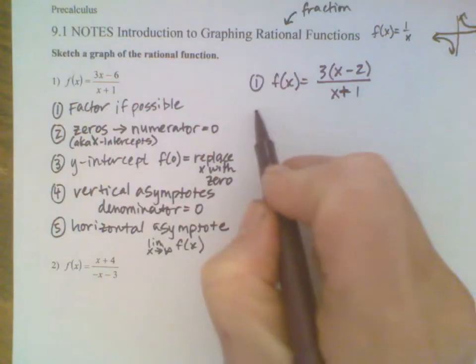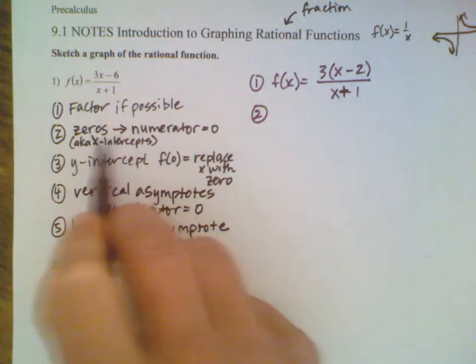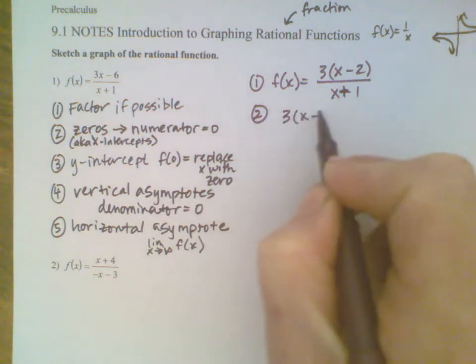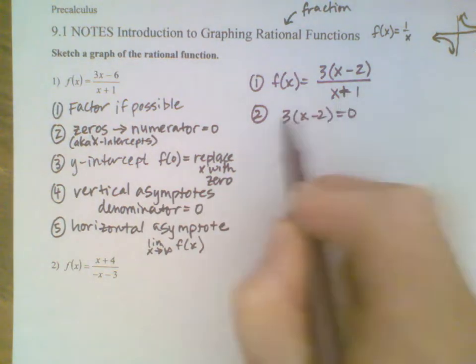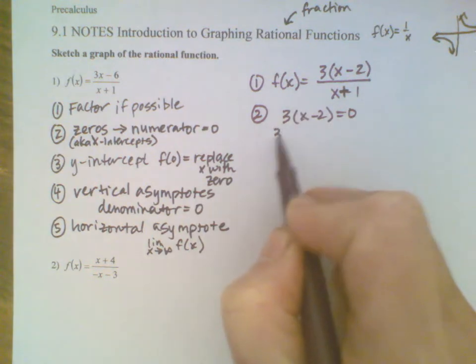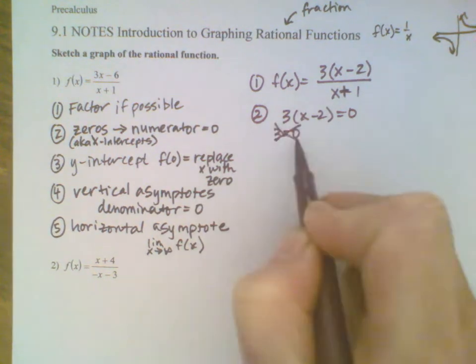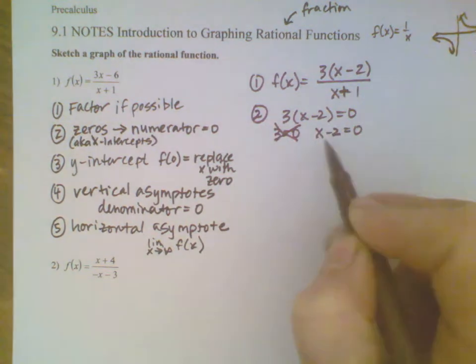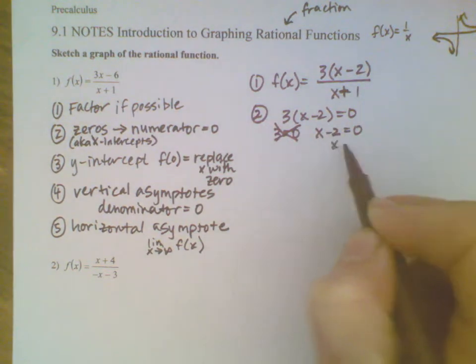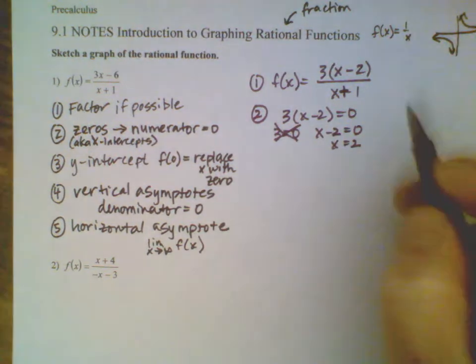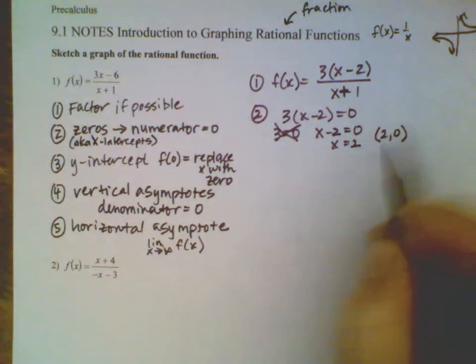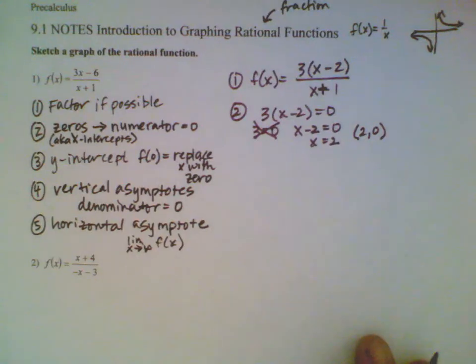So then my next step is to find my zeros. I set the numerator equal to 0, so I do 3 times x minus 2 equals 0. I set both of the factors equal to 0. 3 equals 0. Well, that's never going to happen, so I can ignore that. X minus 2 equals 0, and that happens when x is 2. And so I have a 0 here at (2, 0), so that's where it crosses the x-axis.